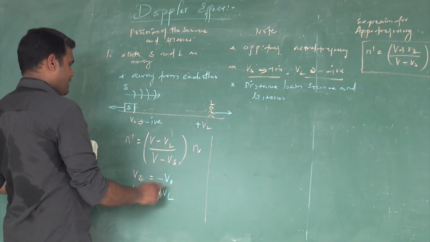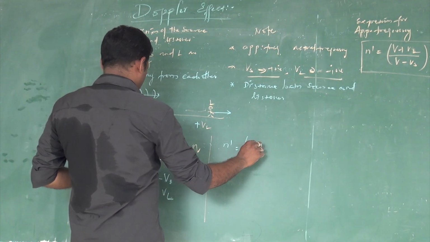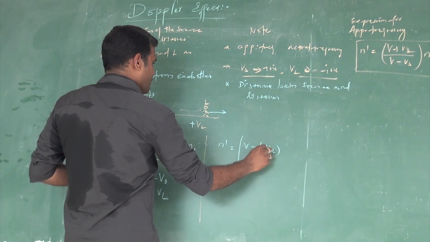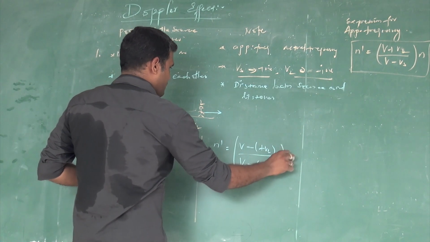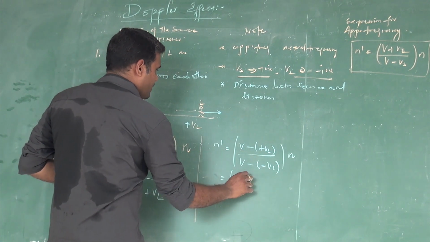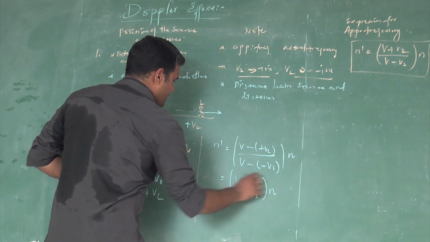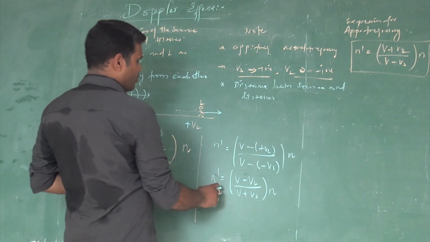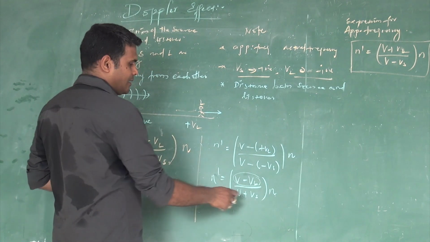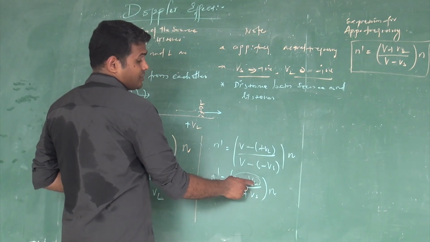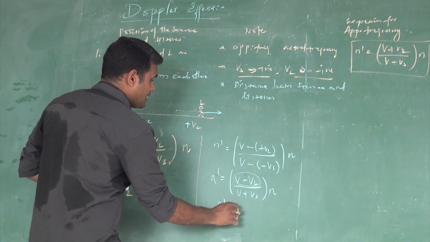By applying the sign convention in this general expression, I will have n prime is equal to (V minus of plus VL) divided by (V minus of minus Vs) into n. So this is equal to (V minus VL) divided by (V plus Vs) into n. This is n prime, the apparent frequency. Numerator is less than denominator because numerator is the difference of two velocities and denominator is the sum of two velocities. So n prime is less than n.